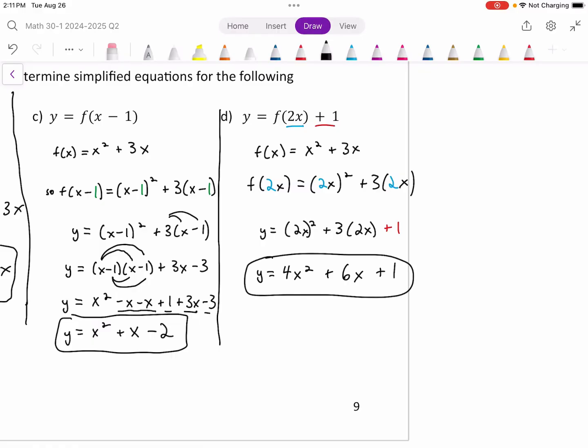There's our simplified equation. So notice again, what did we do there? We broke it down and we followed what these instructions are telling us. They're saying replace x with 2x in the original function and then add 1 to whatever that gives you. So we replaced x with 2x, and then we added 1 to the result of that. And then we simplified.